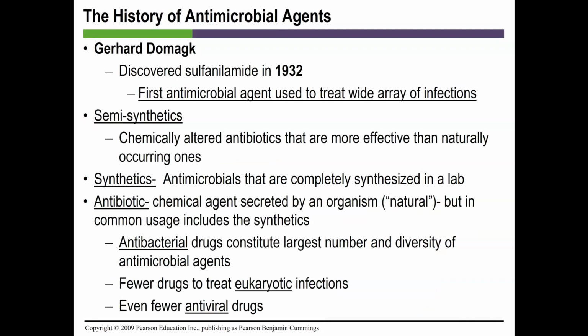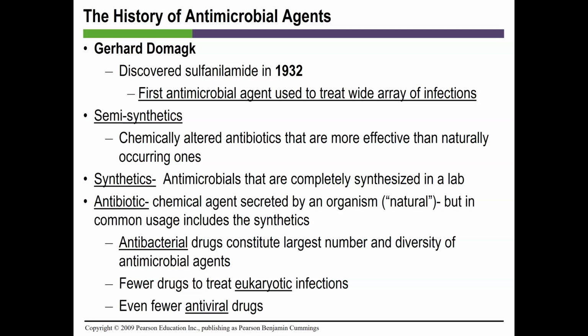So going along in the history, Gerhard Domagk was the one that discovered sulfanilamide, or the sulfa drugs, in 1932. And these drugs came onto the market before penicillin did. They were much easier to manufacture, so they were used to treat really the soldiers coming back from war.